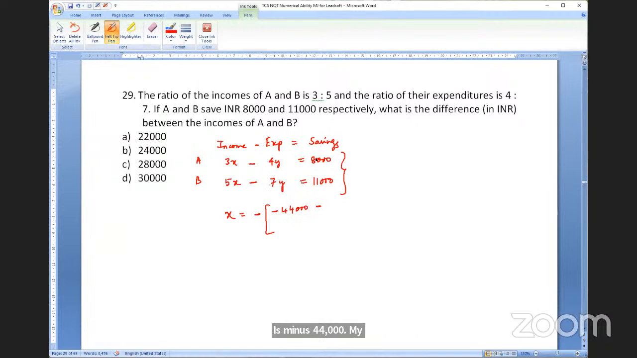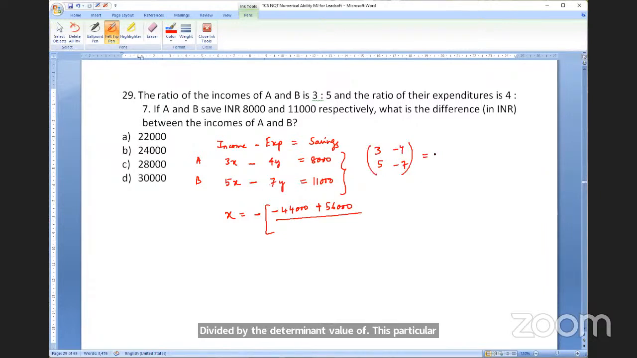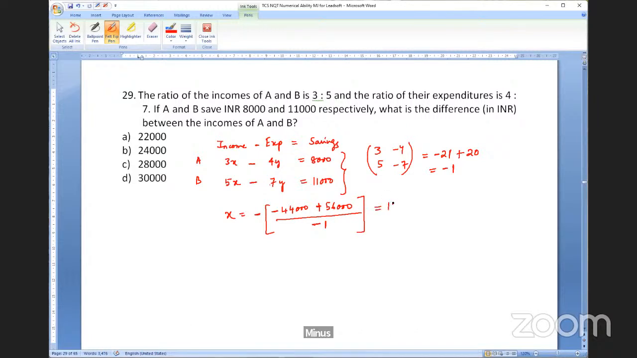Minus 7 into 8,000 is minus minus plus 56,000, divided by the determinant value of this particular matrix or determinant. 3 into minus 7 is minus 21. Minus minus plus, this will give you 20. That is minus 1. So divided by minus 1. Minus minus gone. 56 minus 44 is 12. Value of x is 12,000.